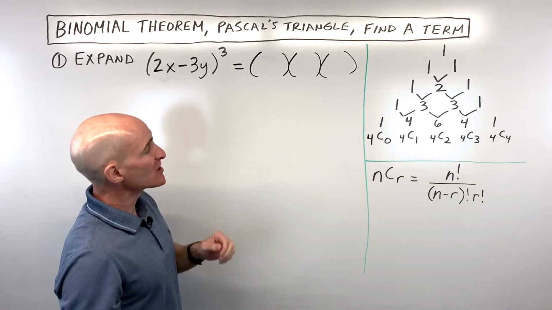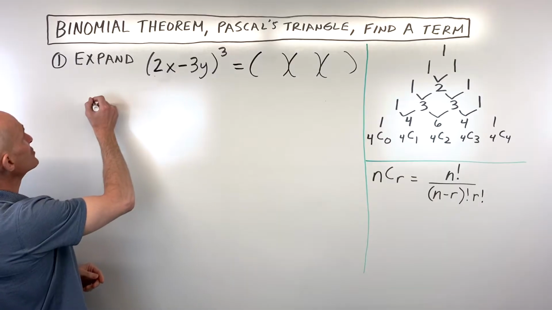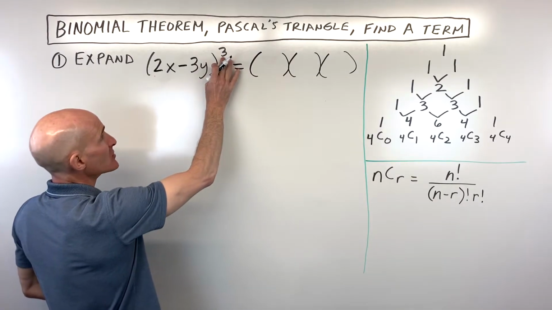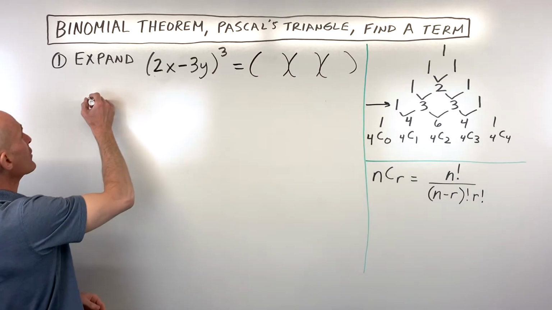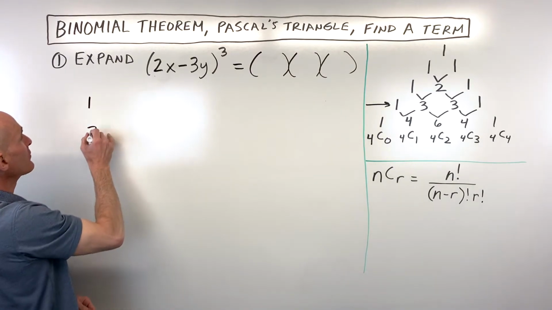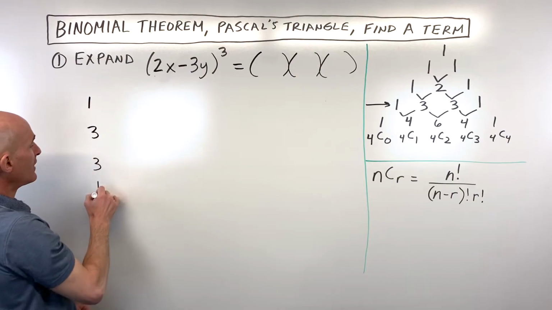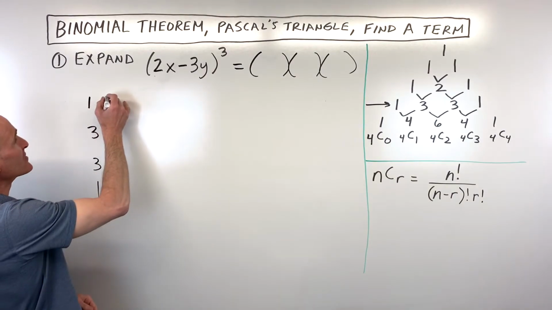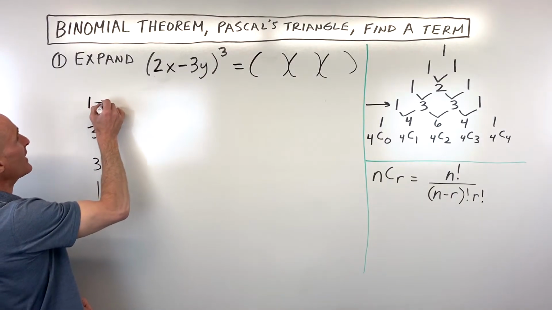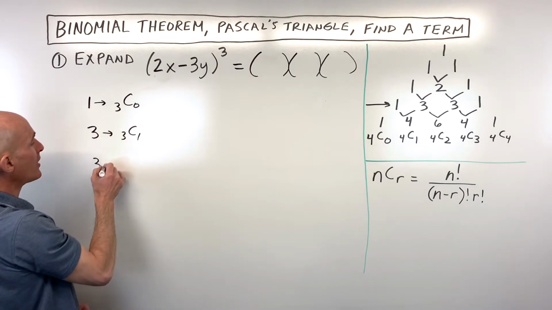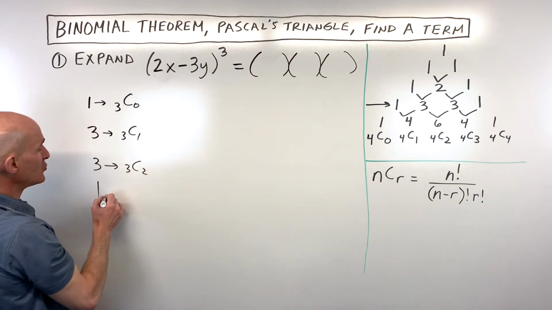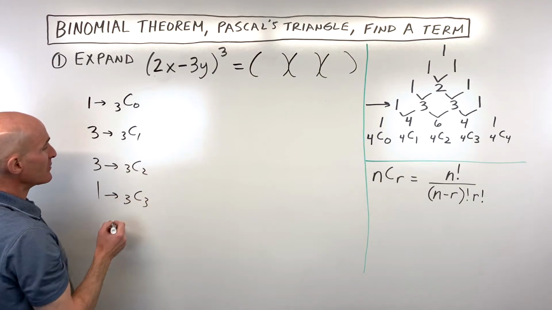So we can do this a couple different ways. One way to do it is to start with, this was to the 3rd power, so we're going to start with row 3 here. And these are going to be our coefficients, 1, 3, 3, and 1. Now remember where these come from. This is really the same thing as 3C0, 3C1, 3C2, and 3C3.